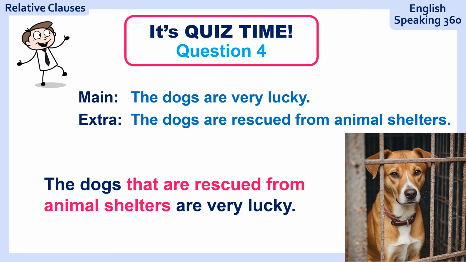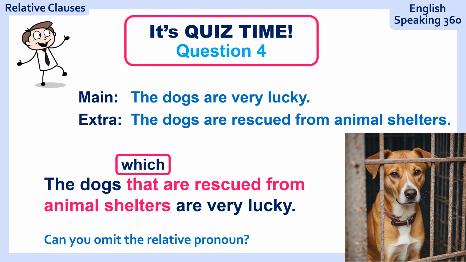The dogs that are rescued from animal shelters are very lucky. Excellent. Can you use another pronoun? Yes, you can. You can use which. The dogs which are rescued. Now, can you skip the relative pronoun? No, you cannot, because who is rescued from animal shelters, or what is rescued from animal shelters? The answer is the dogs, and that is standing in place of the dogs in the relative clause.